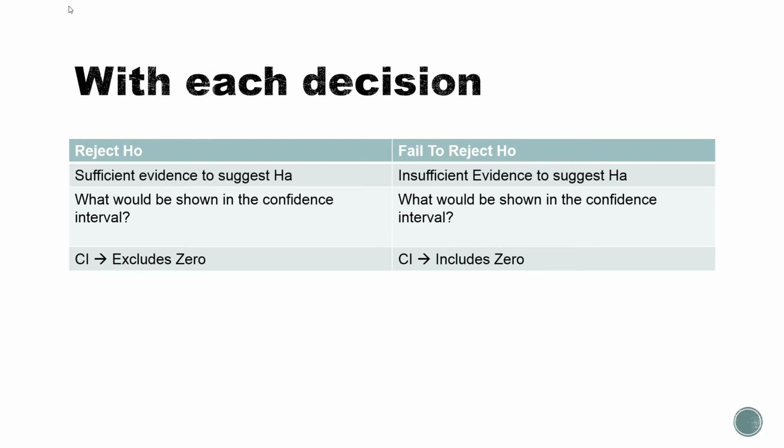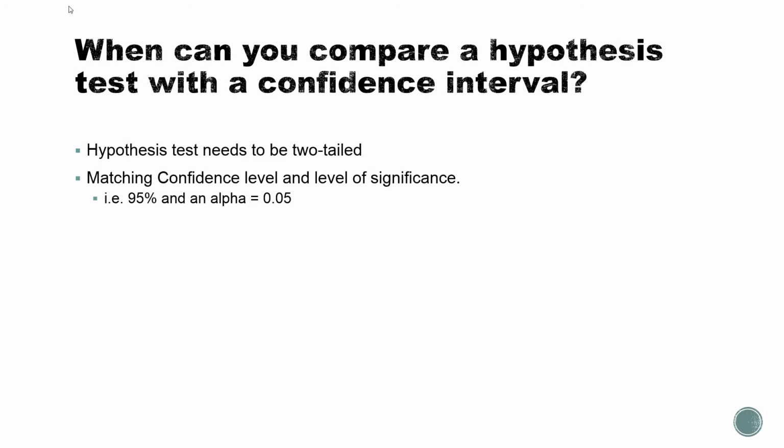When can you compare the two? There are two rules. The hypothesis test needs to be two-tailed, which means the alternative needs to be mu1 does not equal mu2. And you also have to have matching confidence level and level of significance. To know if they match, they should add up to 100%. So a 95% confidence level with an alpha of 0.05 would meet that 100%. A 90% confidence level with an alpha of 0.1 would also be a matching confidence level.